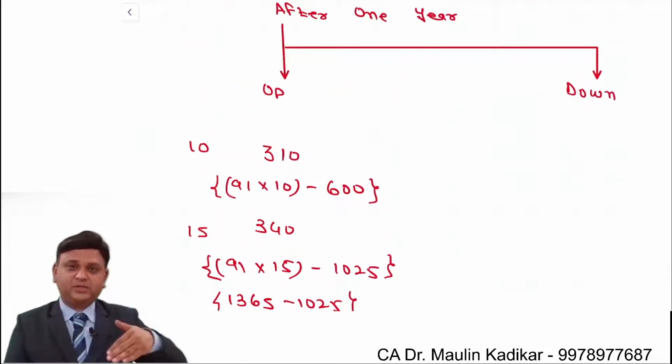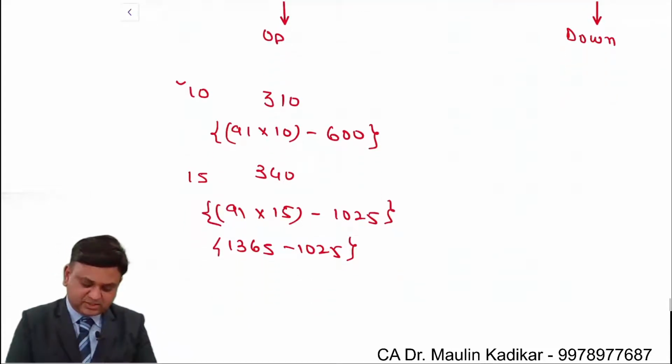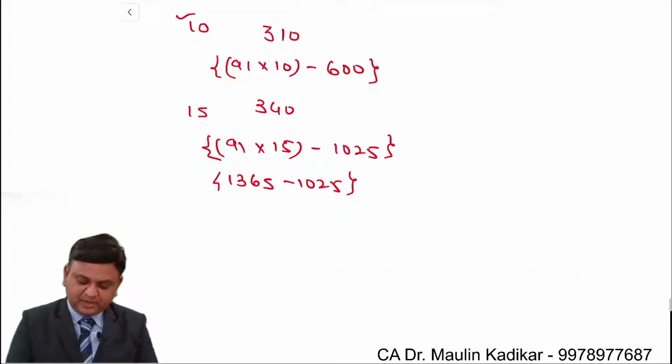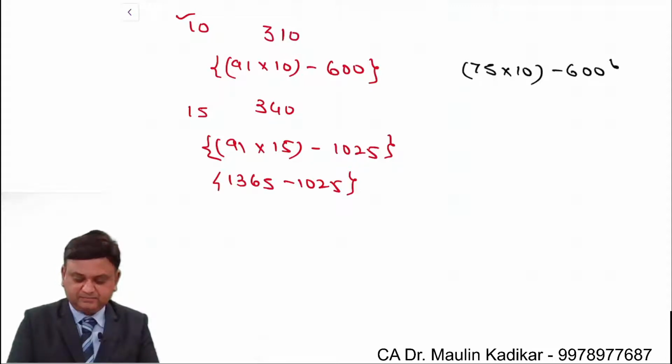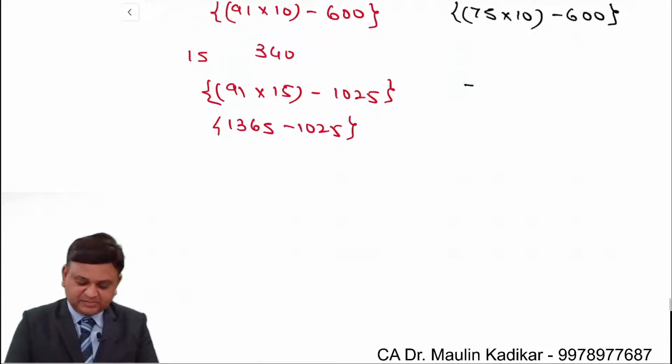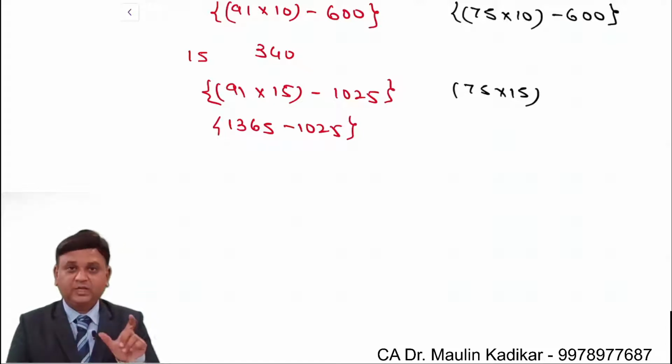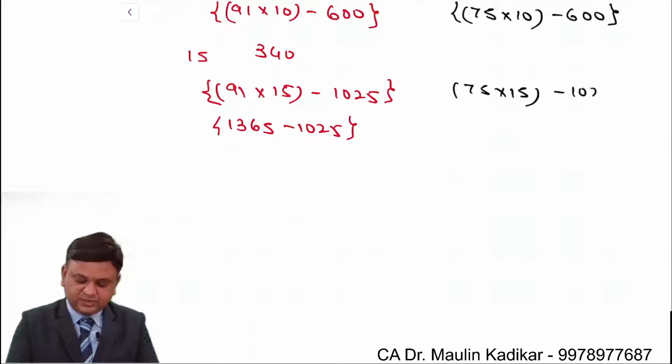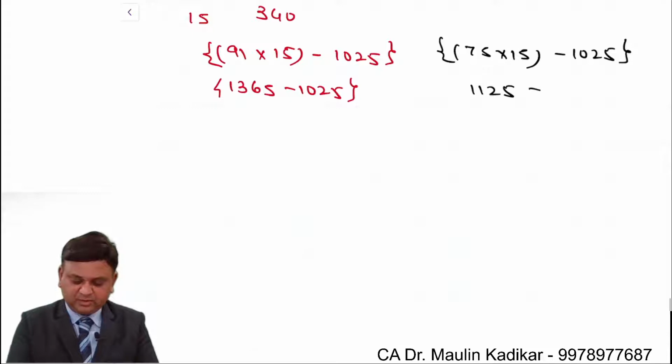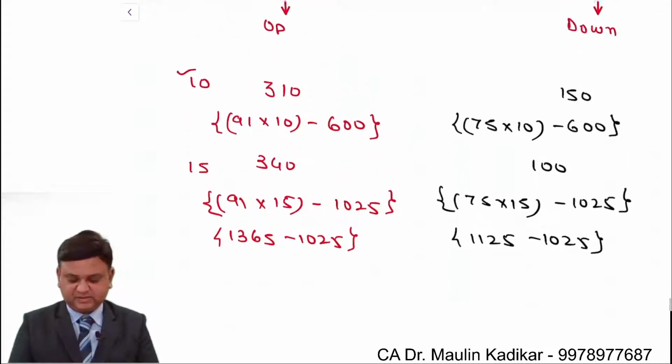And if at all the price falls and you construct 10 units, then what will happen? Per flat you will get 75 lakhs into 10, 750 lakhs minus 600. So it is 150 lakhs. Then 75 lakhs into 15, 1125 minus 1025. In that case, you will get an amount of 100 lakhs.